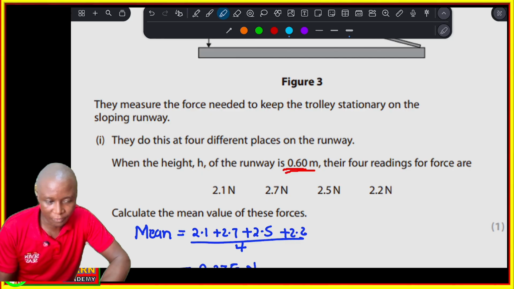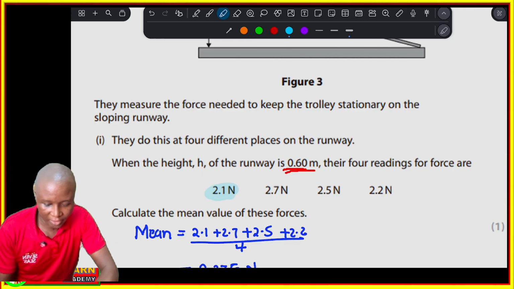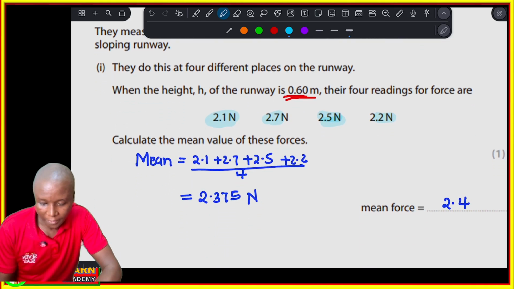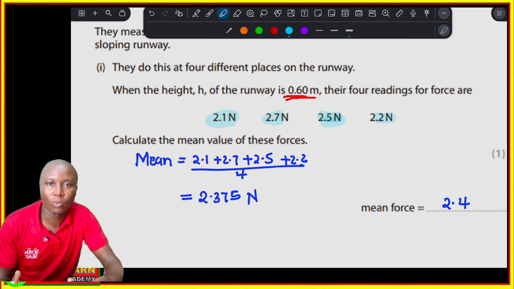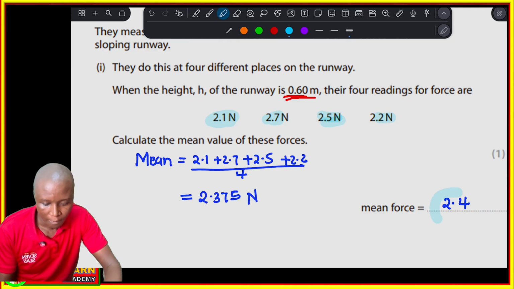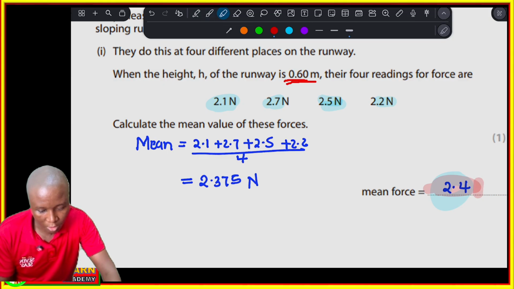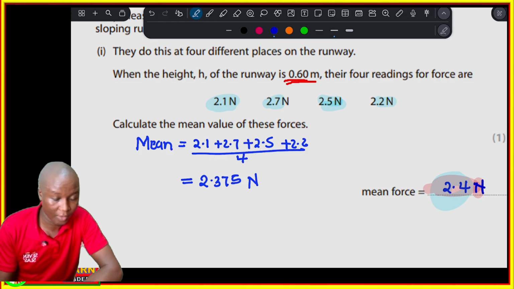By doing this at 4 different places on the runway, different forces that can keep this object stationary were obtained, and then candidates were supposed to find the mean. So remember, to work out the mean, you add all the quantities you are given and divide by the number of quantities, and if you work it out, you are going to get your answer being equivalent to 2.4. And don't forget to indicate the units, because units indication is an indication of the mark to be awarded.